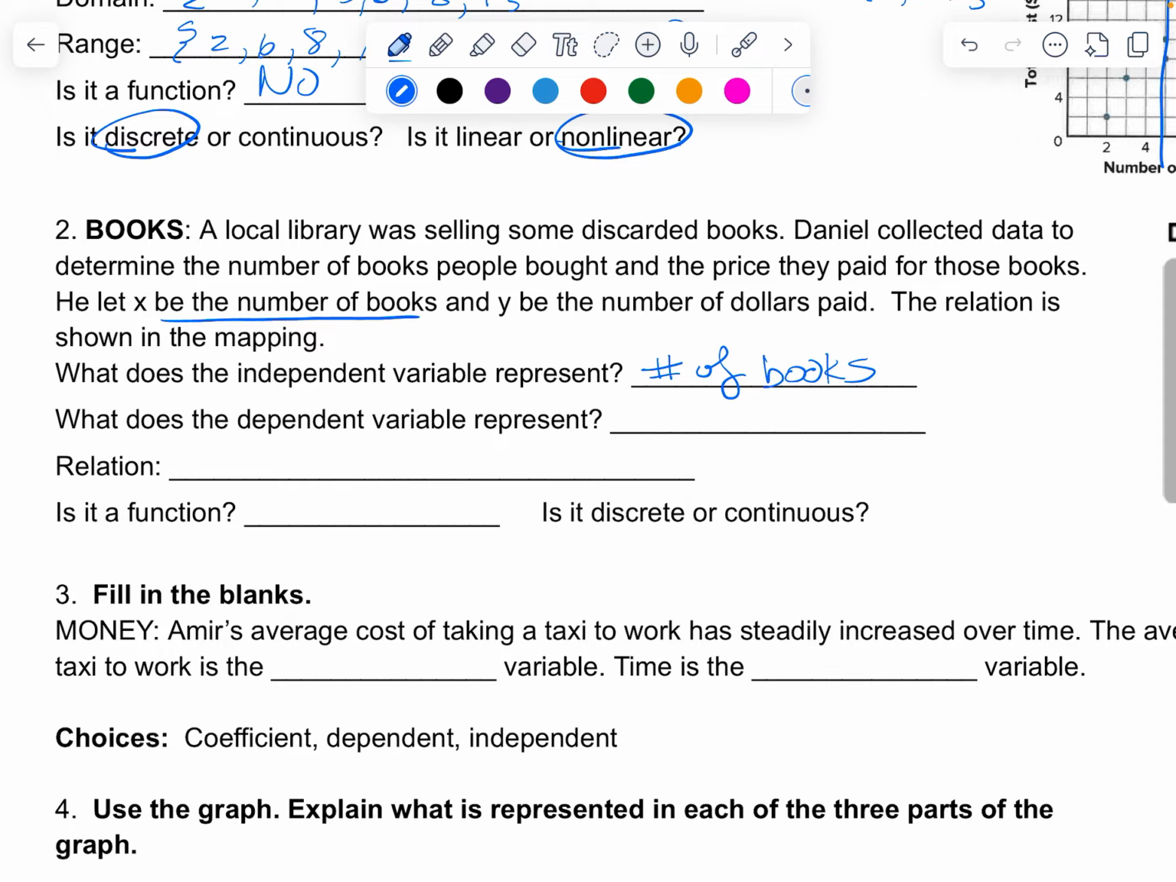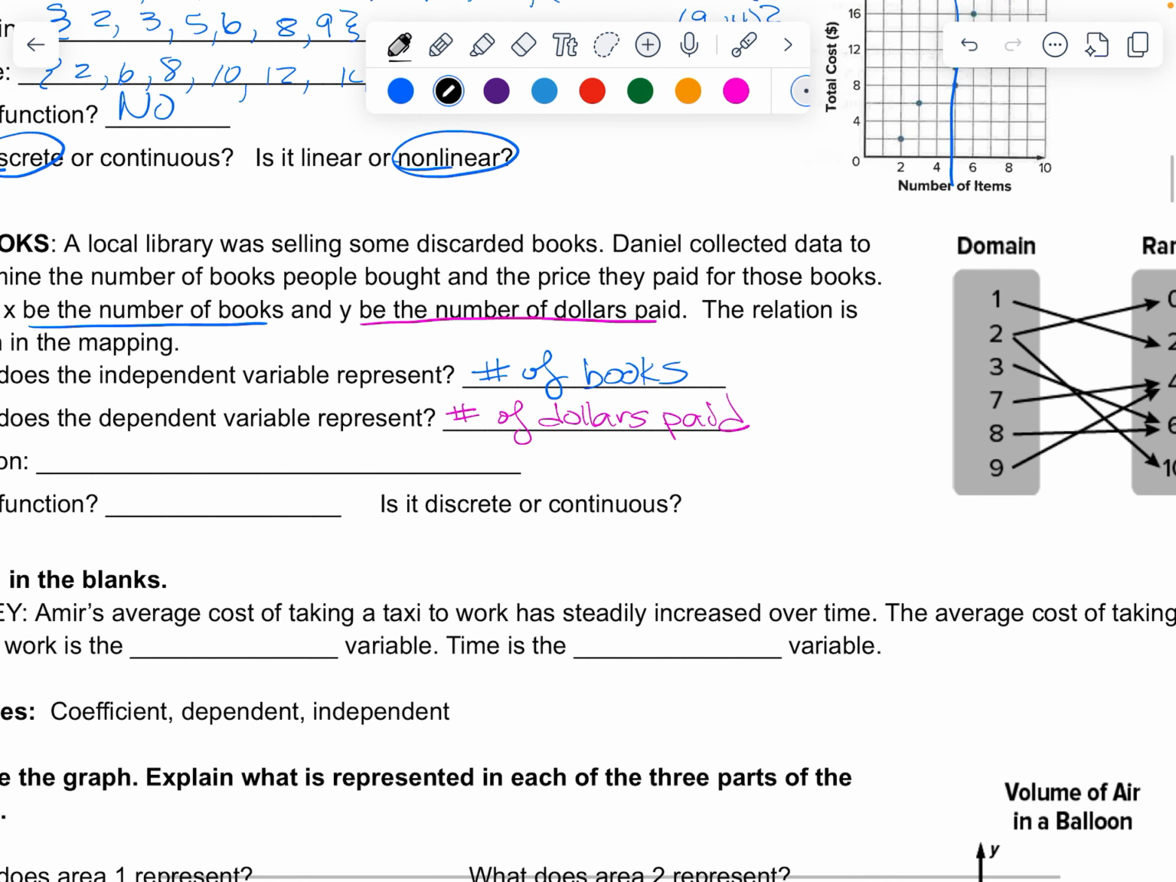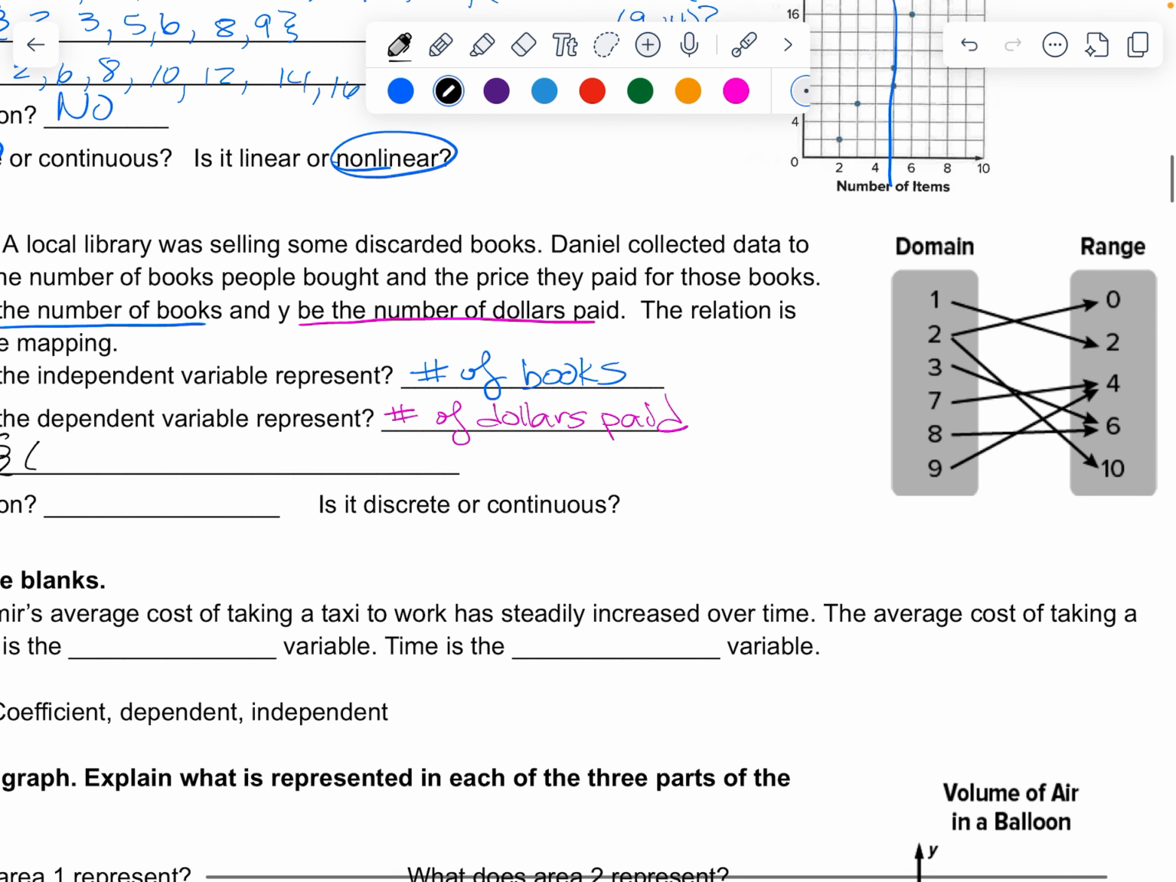Dependent is the Y value. So this is the number of dollars paid. There we go. And what is the relation? So we're going to come over here and look at the mapping.